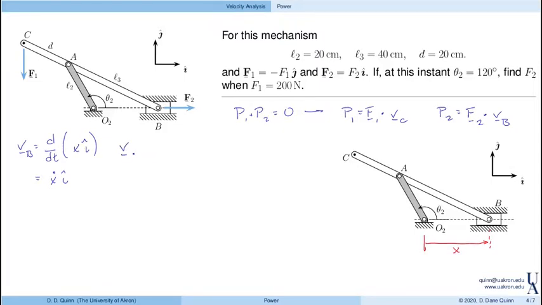Now, the velocity of C is the derivative of the position of C. Well, C is up here at this bar, so in order to identify the position, I want to go from O2 to A. That's going to require a direction vector. So let's define I2 along link 2. J2 is perpendicular. And then we'll define I3 and J3 along link 3.